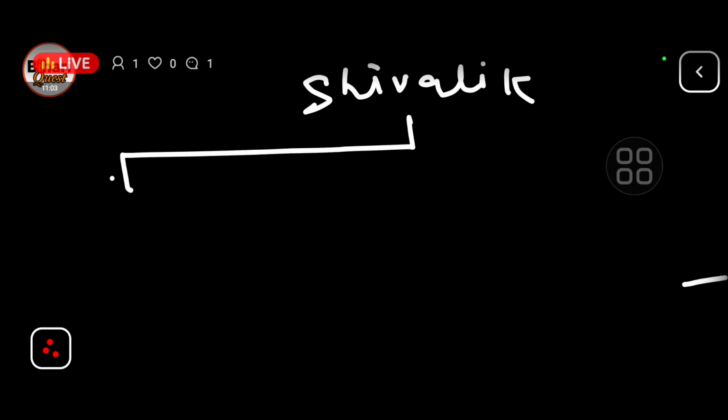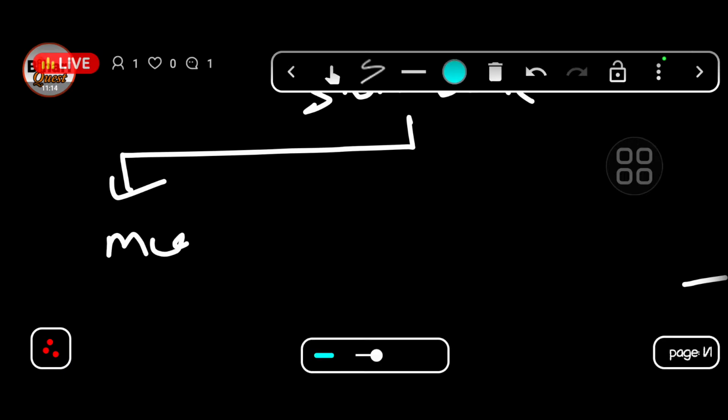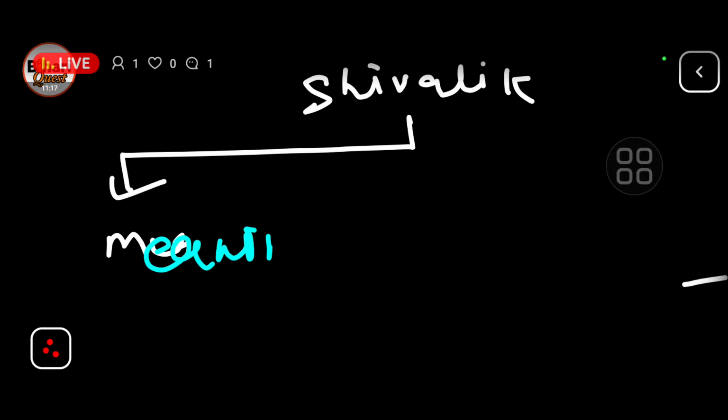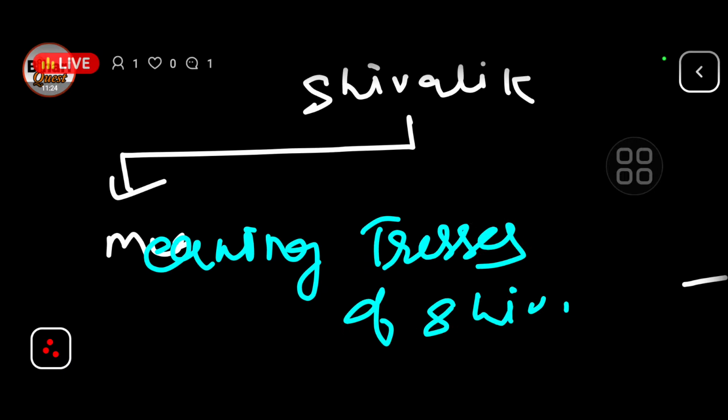it is important for us. First of all, its meaning is important for us. Its meaning is traces of Shiva. In the local dialect, if we say Jata of Shiva, it is known as Jata of Shiva. The Shivalik structure is like traces of Shiva, so it is called traces of Shiva. It is one of the names which is known in Himachal Pradesh.